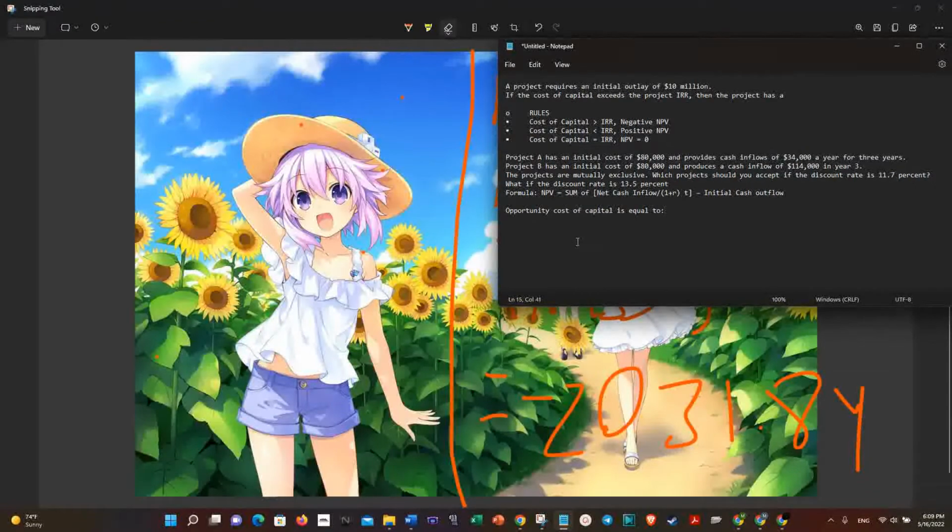So the opportunity cost of capital is equal to, in this case, this is not a numerical formula. This is just a concept formula, and the answer is that the opportunity cost is equal to the return that shareholders could expect by investing their money in the financial markets.